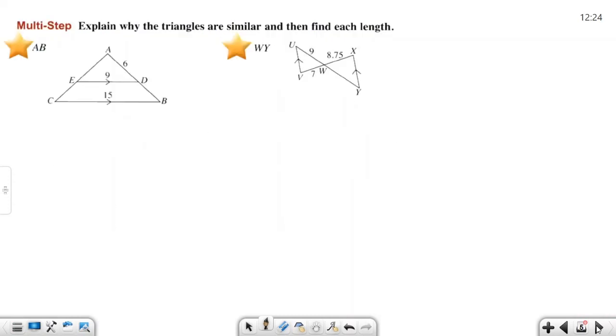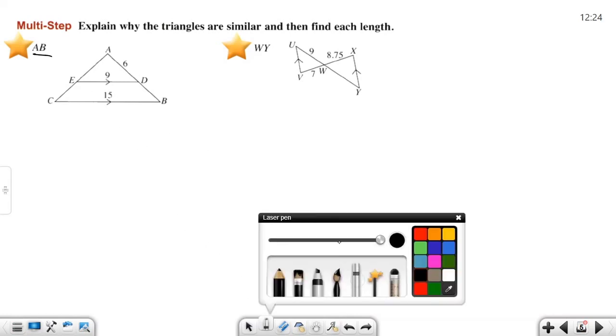Okay, these are some basics. Let's solve some examples. What will we do with that one? There are two questions. Explain why the triangles are similar, then find each length. Which length are they asking? They are asking AB, all of these lengths. So let's see why these two triangles are similar. Let me show what triangles we are talking about.